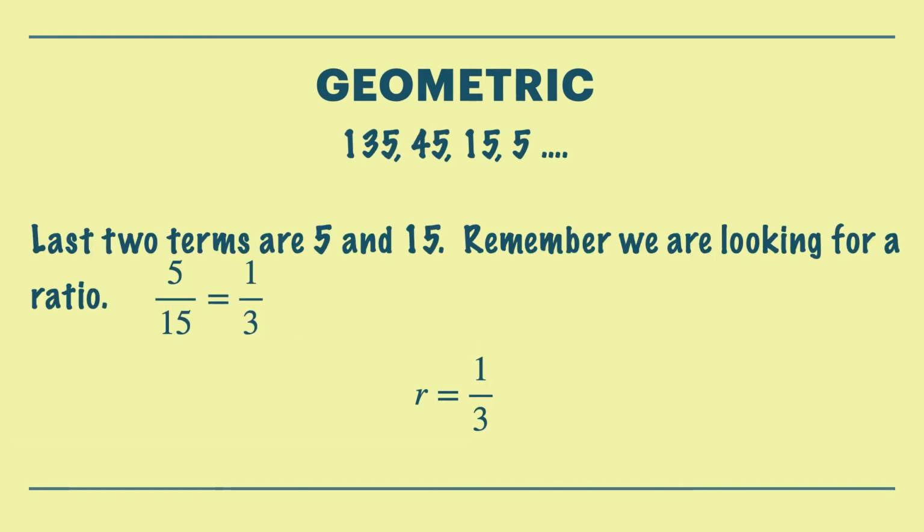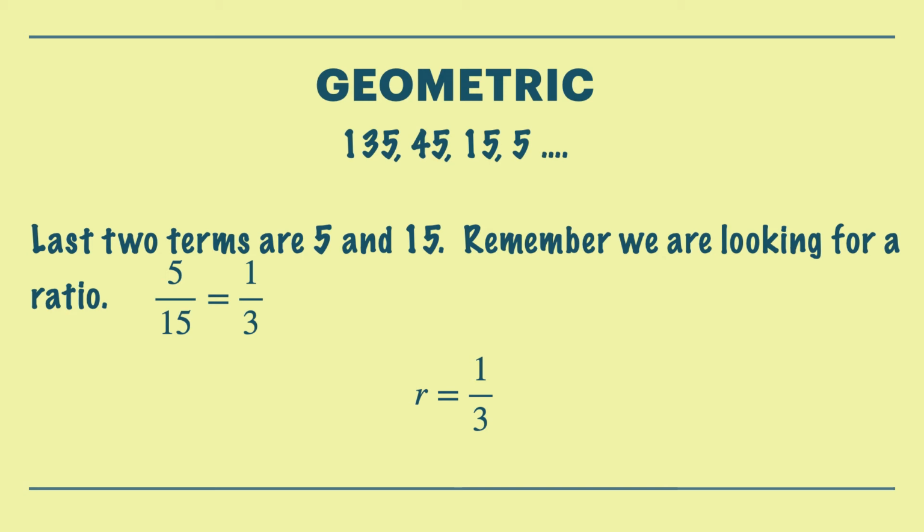All right, so now let's look at this geometric sequence. I have here 135, 45, 15, and 5. Let's review what I did in the last one. I said the last two terms, okay? That's where I like to look, on the far right. So our 5 and 15.